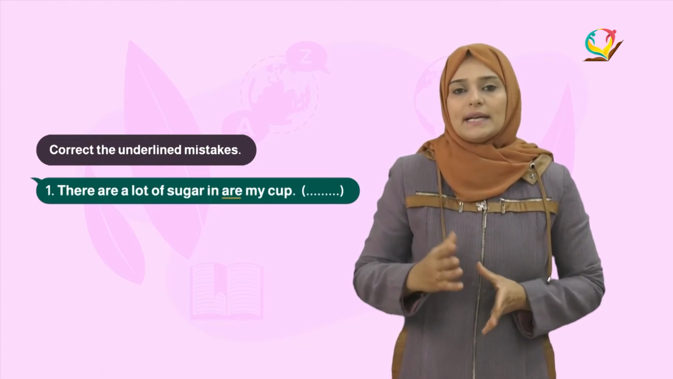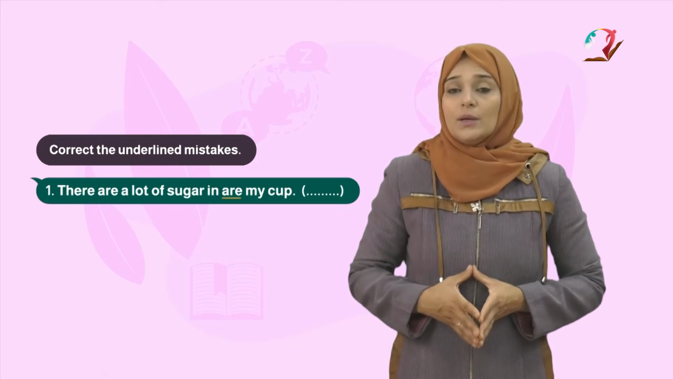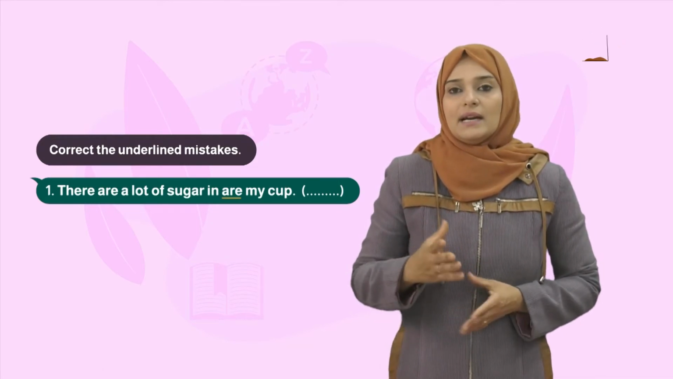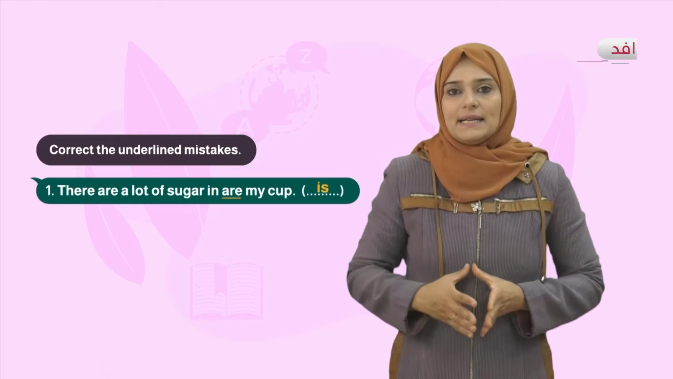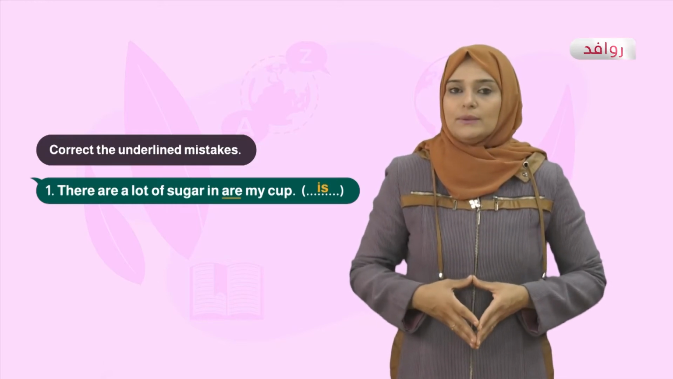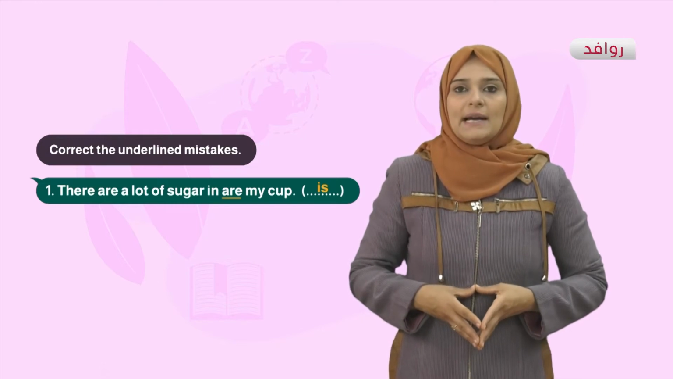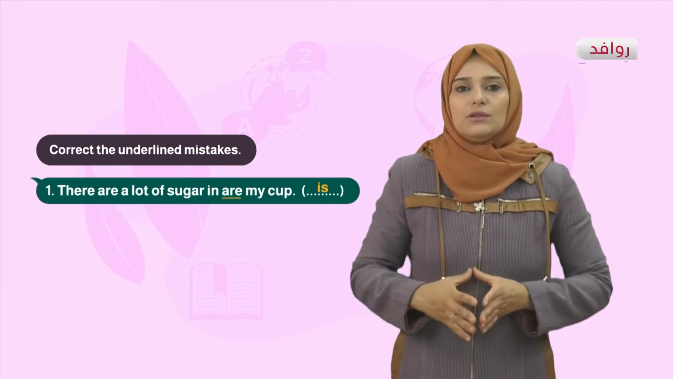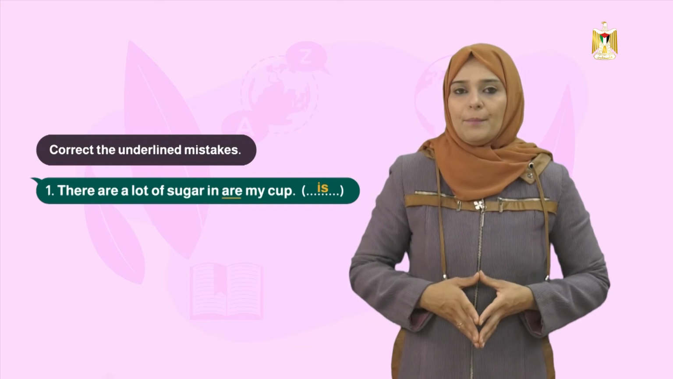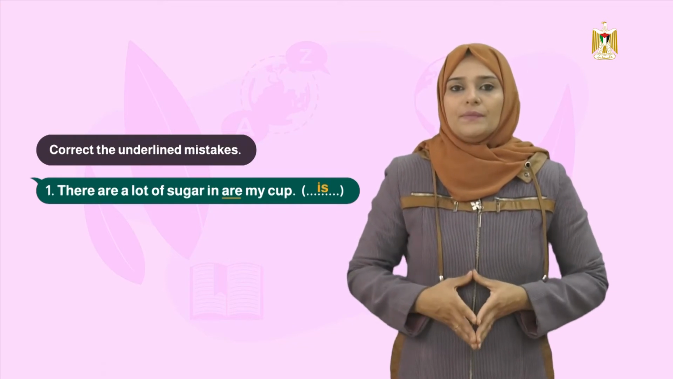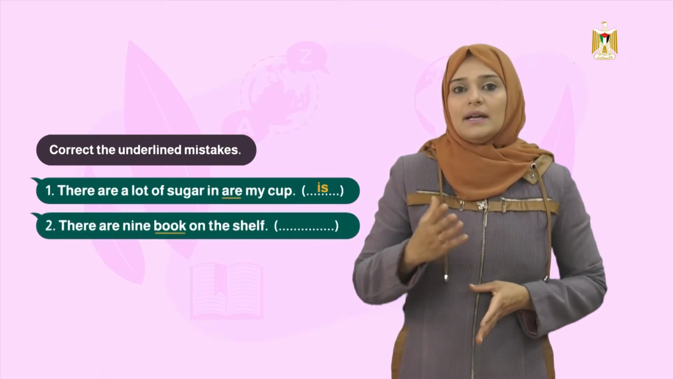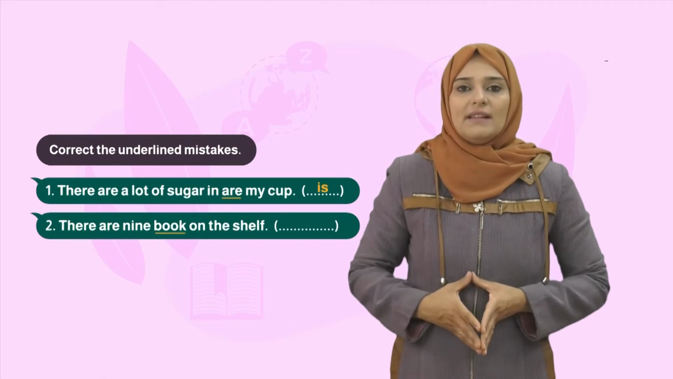كلمة sugar غير معدودة. Great. The correct answer is: لأن الكلمات غير المعدودة نعاملها معاملة المفرد فتصبح الجملة There is a lot of sugar in my cup. Number 2. There are 9 books on the shelf.